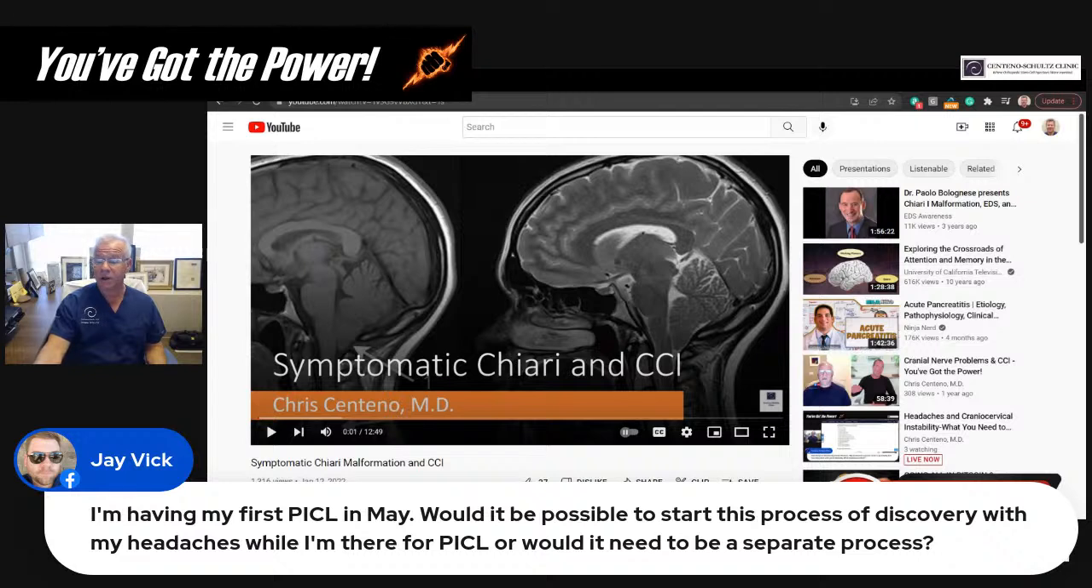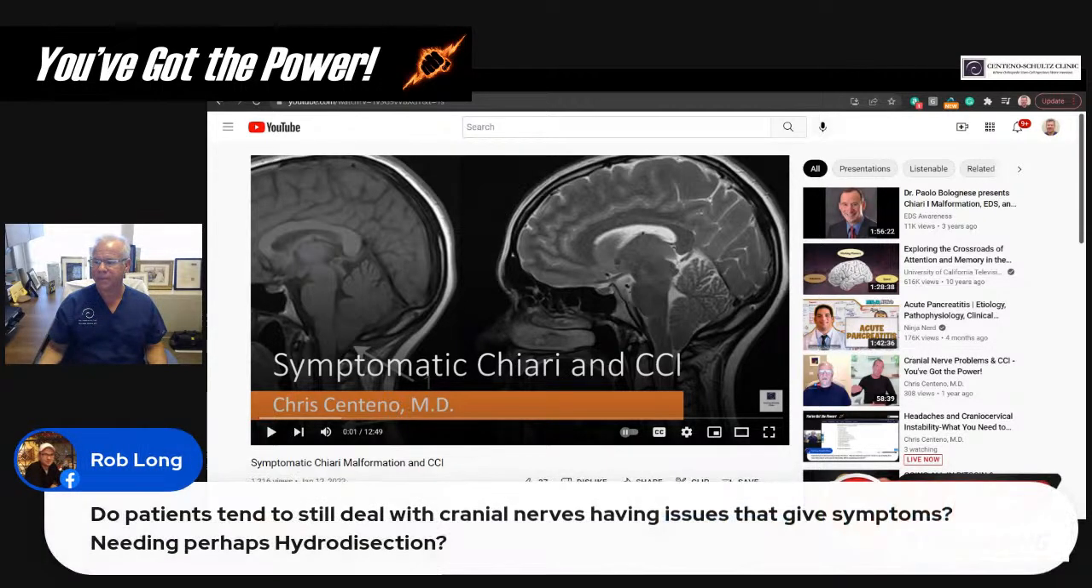Probably much better to go ahead and treat you with PICL, see if the headaches go away. If they do, no harm, no foul. If they don't, we can always come back and do the workup, just because about 2 in 3 times we're going to get the headache solved by just treating the instability. Hence, we're saving the patient from lots of different procedures, or the 2/3 of those patients.